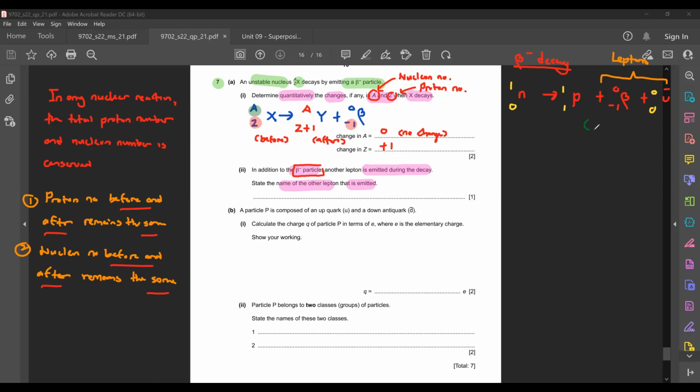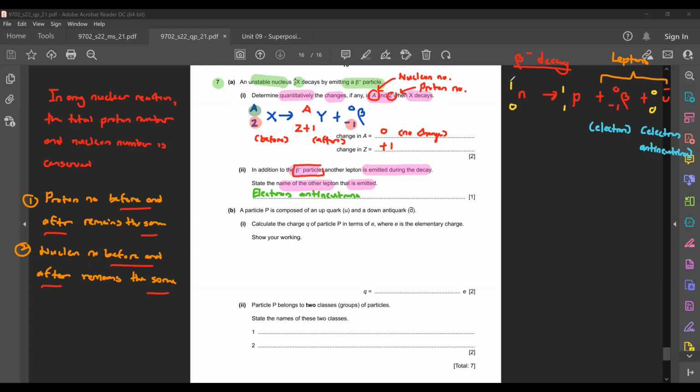Okay, so our leptons would actually be these two right over here. So this one we already know is our beta minus particle. So let me just change the color a little. This is our beta minus particle, or in other words, our electron. Okay, so this one is our electron, and then the other particle here is our electron antineutrino. Okay, so the name of the other lepton here is electron antineutrino.